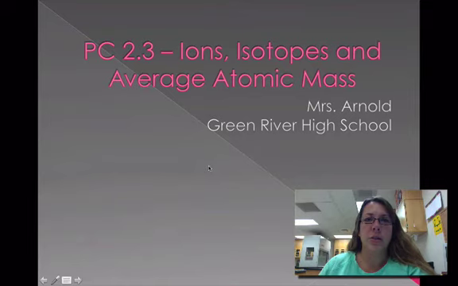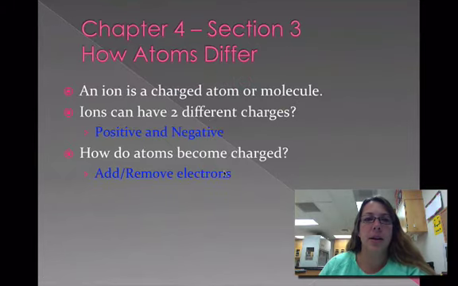This is podcast 2.3 for chemistry. Today we're going to talk about ions, isotopes, and how you calculate average atomic mass. So the first thing we're going to start with is an ion, and here's the definition of an ion.